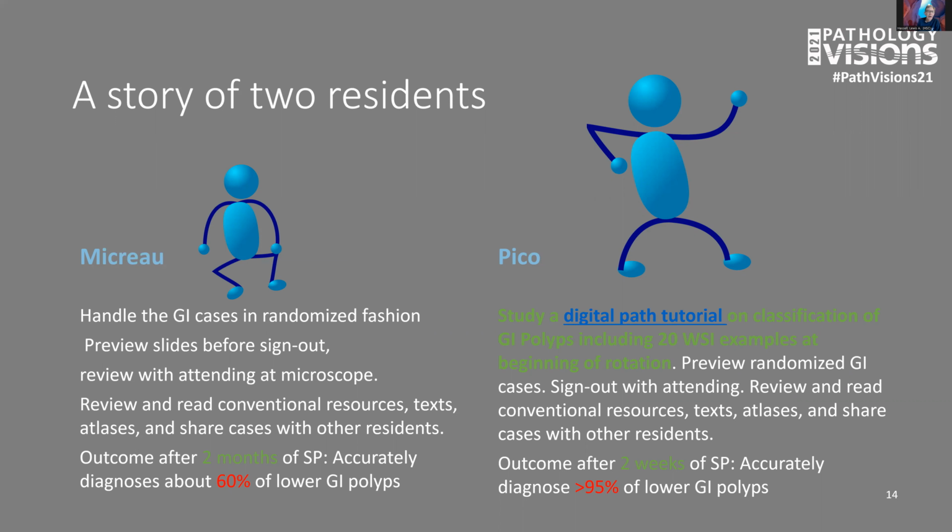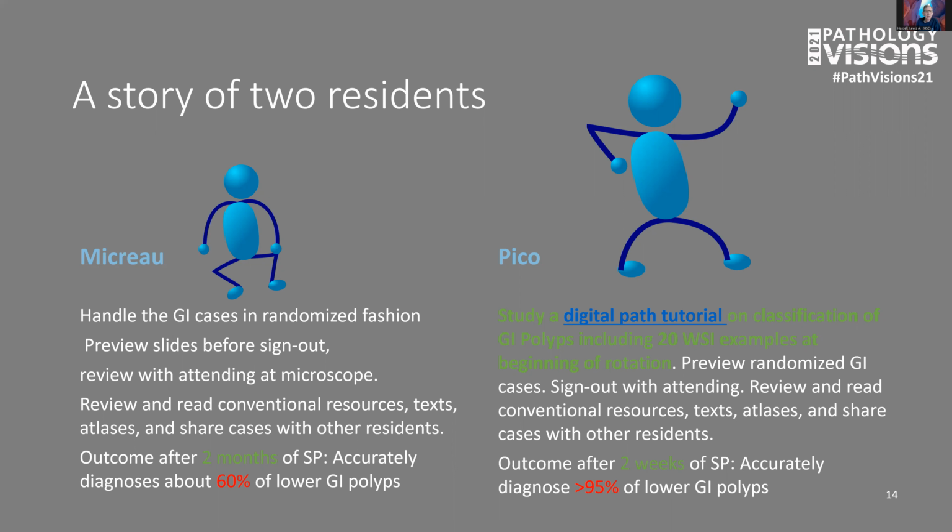So Micro here, he got the cases and looked at them before sign out in the routine manner. And then he came and read whatever he could. And after a couple of months of just handling these cases in a randomized fashion, he was still only getting about 60% of lower GI polyps correctly categorized. So we did our intervention.